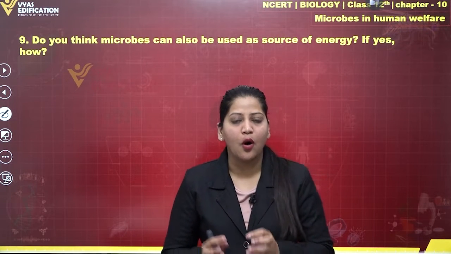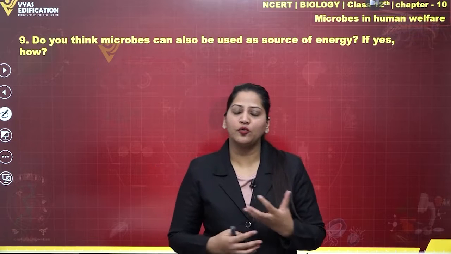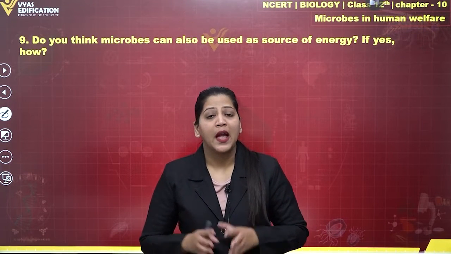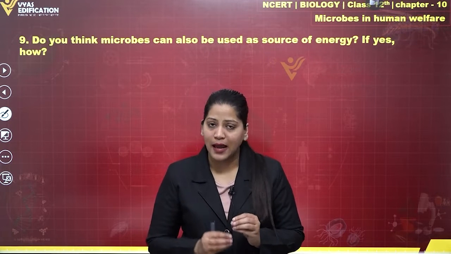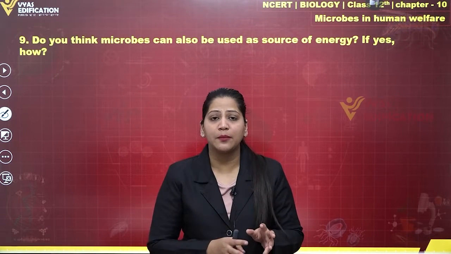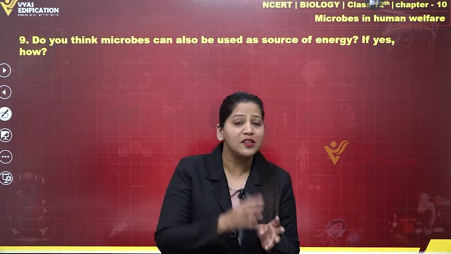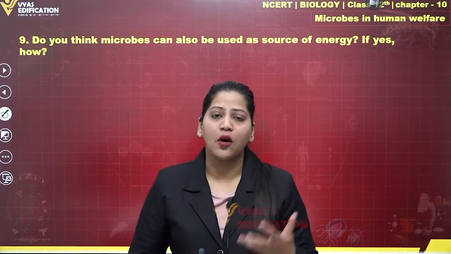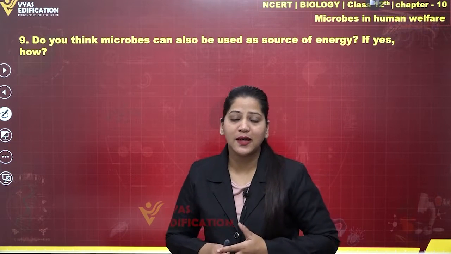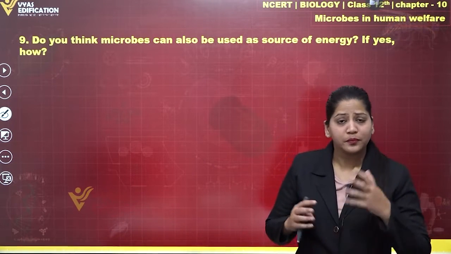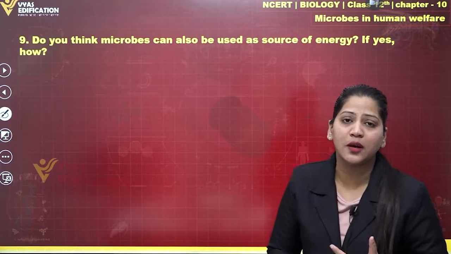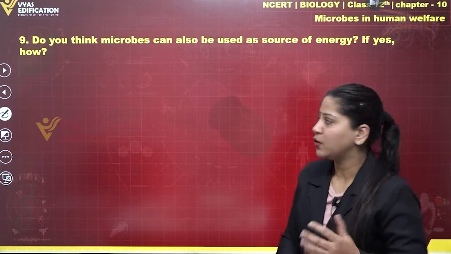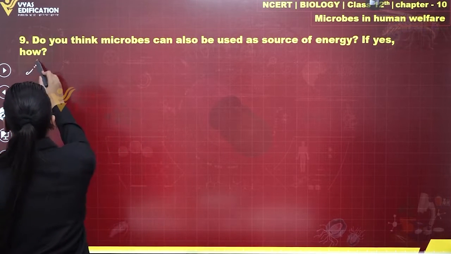Biogas is a mixture of gases which is produced by microbial activity and can be used as a fuel. Another example is alcohol. Alcohol is first of all mixed with other fuels to obtain it as a source of energy. So these are the examples, and this is how bacteria can produce some substances which can be used as a source of energy. So let's write the answer of this question number 9.